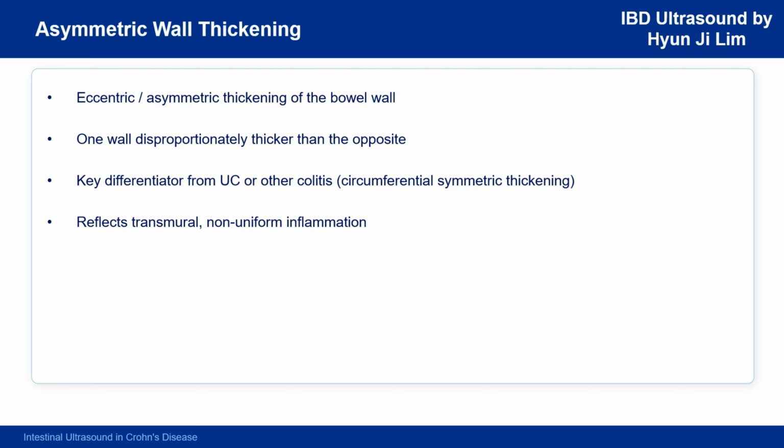Asymmetric wall thickening is another feature that helps differentiate Crohn's disease from other inflammatory conditions. In Crohn's disease, the inflammation is transmural and non-uniform, so one wall of the bowel lumen is often significantly thicker than the opposite wall. Contrast this with ulcerative colitis or other colitis, where the inflammation is mucosal and typically circumferential and symmetric. When you're measuring bowel wall thickness, always check both sides of the lumen. Asymmetric wall thickening is a flag for Crohn's disease.